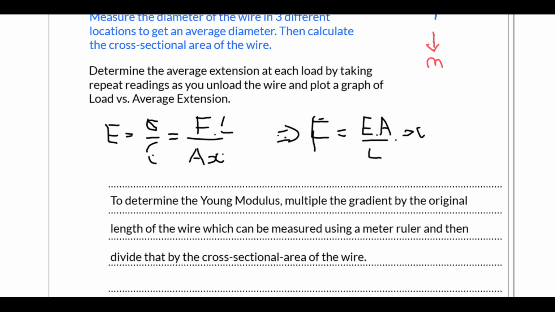So that leaves us with how we're going to calculate the Young modulus. We're going to multiply the gradient of that graph by the original length, which we can measure just using a meter ruler, and then we can divide that by the cross-sectional area, and that would leave us with the Young modulus of the wire.